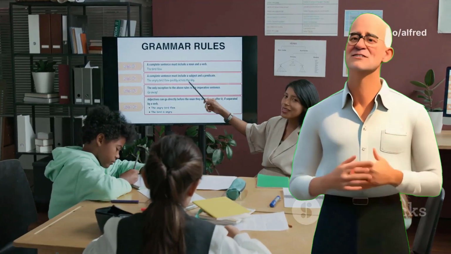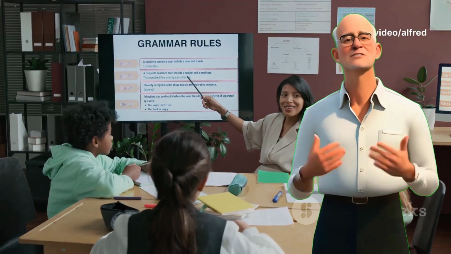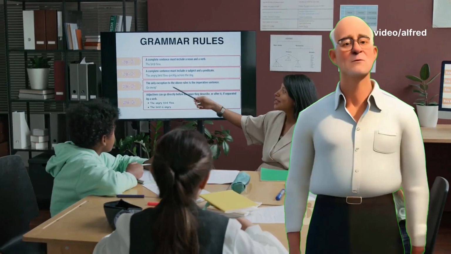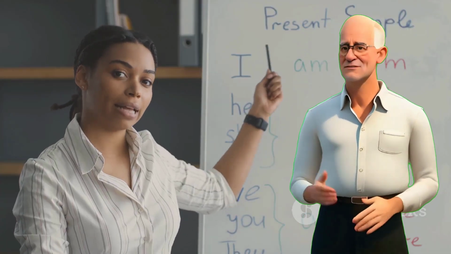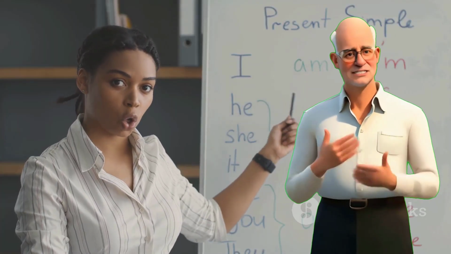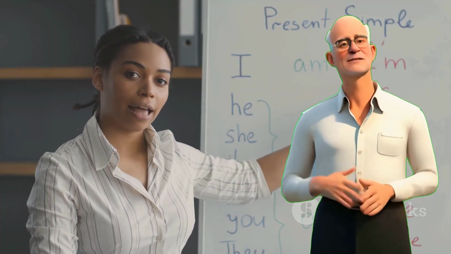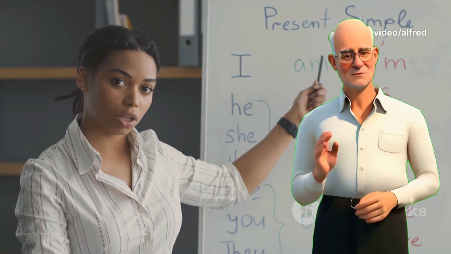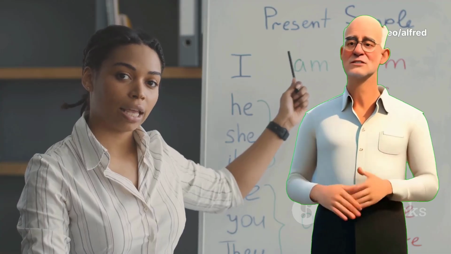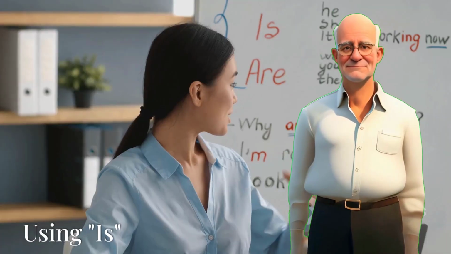We choose the correct form based on the subject. This ensures that our sentences are grammatically correct and easily understood by others. The subject is the person or thing we are talking about. By matching the subject with the correct form of to be, we can create clear and meaningful sentences. So remember to always pay attention to the subject when using the verb to be.